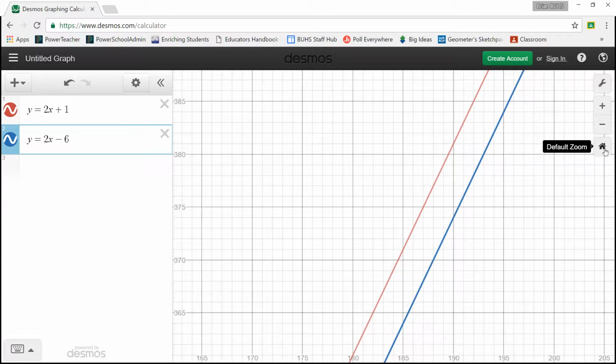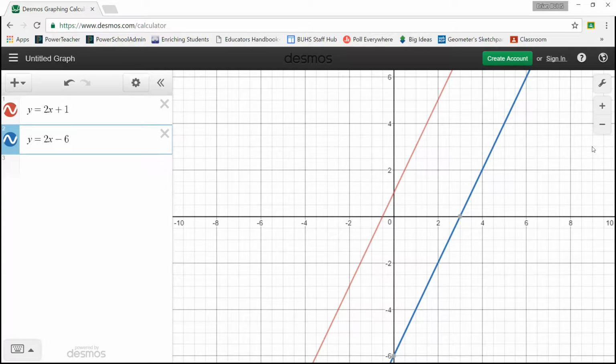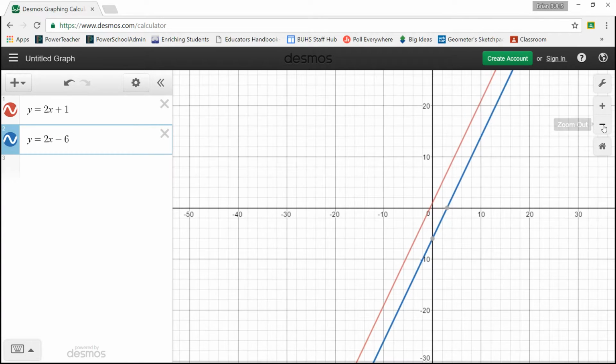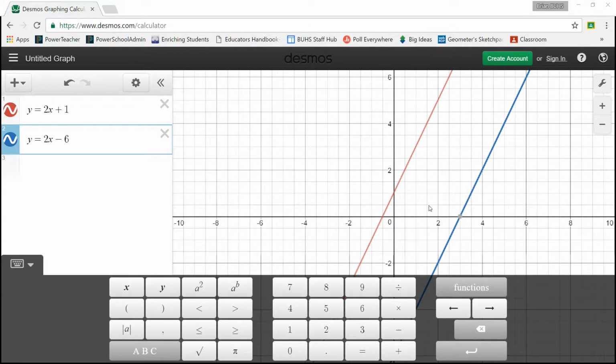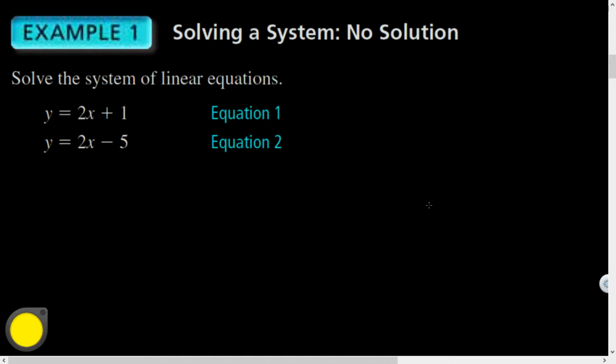See, what happens if I click? Oh, default zoom. Nice. I didn't even know that was an option. Wow, lovely. And then I can just pop right back to start. All right, so I'm anticipating that these will have no solution. Graphically, we understand what that looks like, but what will that look like when I try solving?